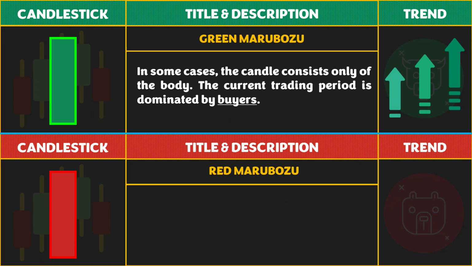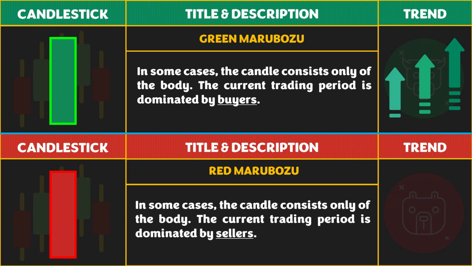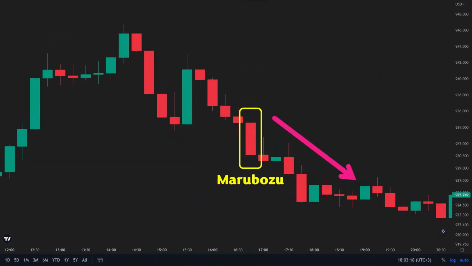Red Marubozu. In some cases, the candle consists only of the body. The current trading period is dominated by sellers. There is little or no shadow formation above or below. The trend is interpreted as a continuation pattern. In other words, if the Marubozu color is red, it is thought that prices will fall on the next candlestick. An example of red Marubozu is shown in the image.